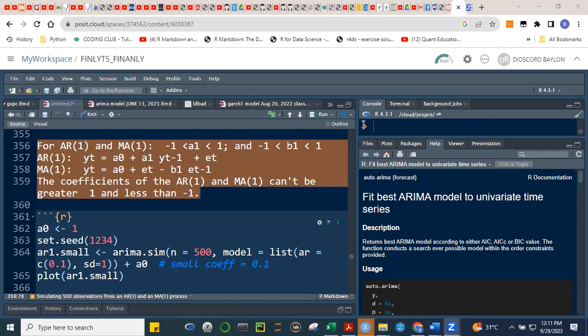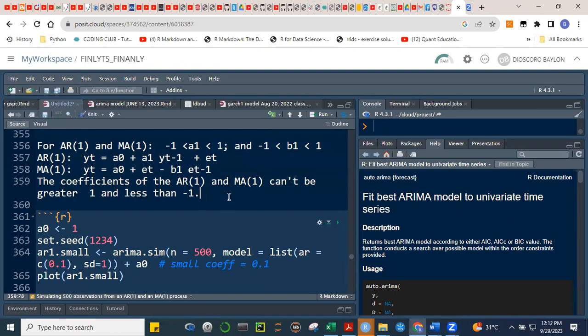Okay, so what am I saying here? Actually, this was my question to you earlier. For an AR process or an MA process, if we're asking R to generate the coefficients, phi1, phi2, etc., there are characteristics to them. For example, for an AR1 process, this is your phi1.